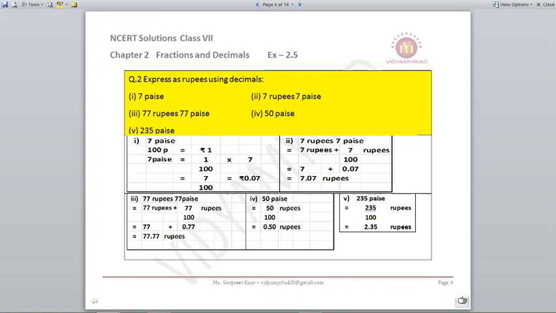Third part, 77 rupees and 77 paise. Rupees will remain as it is. What will happen to paise? Divide by 100, and when you divide by 100 you need to convert it into decimal. 0.77 it will become. So the answer is 77.77 rupees. Fourth part, 50 paise.